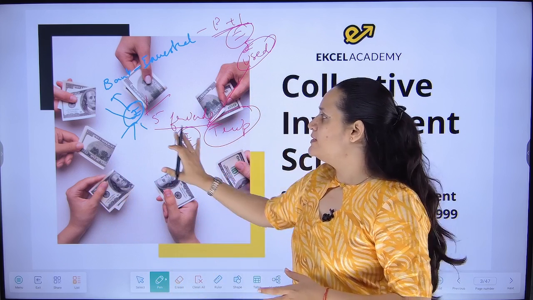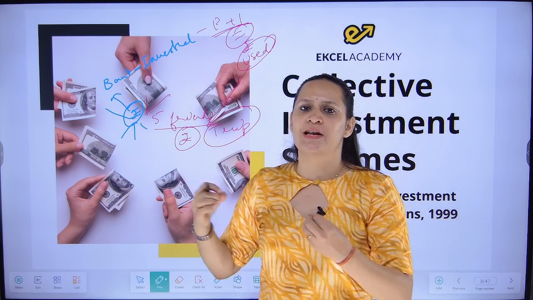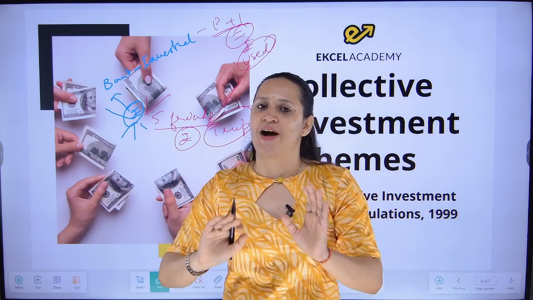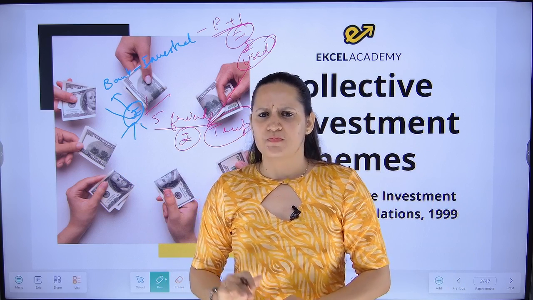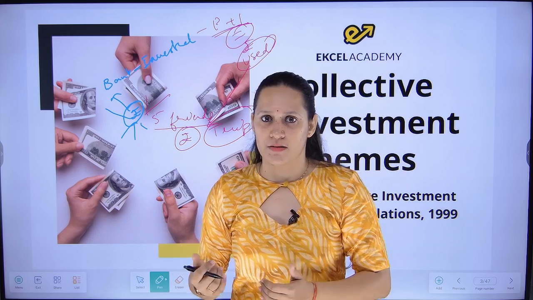Now if all the friends have a common objective, all of them are genuinely wanting to do this, it is a valid collective investment scheme, and ultimately all of them are going to go on a trip. There is nothing wrong in this.